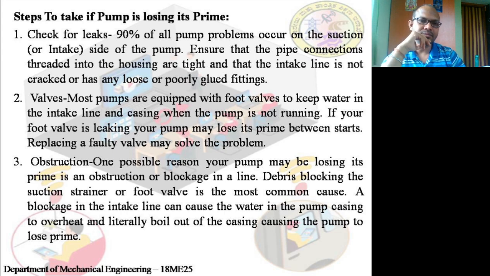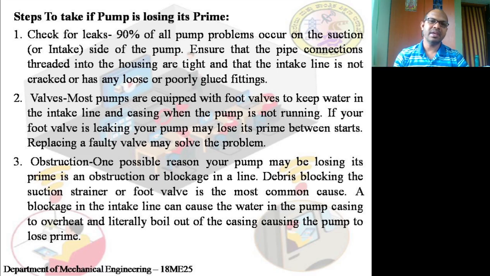Valves: most pumps are equipped with foot valves, that is what I just told you, which have been placed at the end of the suction pipe to keep water in the intake line and casing when the pump is not running. If your foot valve is leaking, your pump may lose its prime between starts. Replacing a faulty valve may solve the problem.